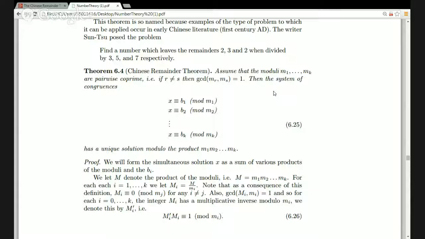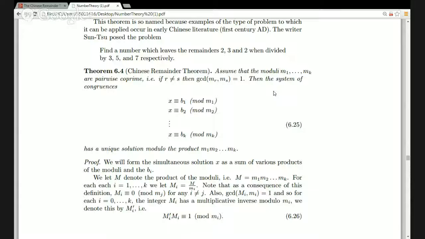Then we define three other numbers. Now, M1 is the product of all the moduli except m1. So it's the product of 5 by 7, 35. M2 is the product of all the moduli except m2. That's 21. And M3 is the product of all of them except m3. So that's 15.